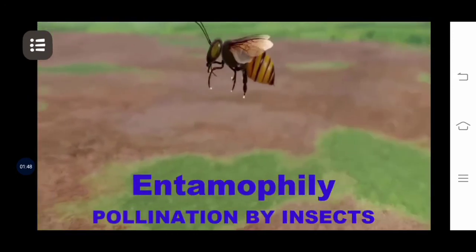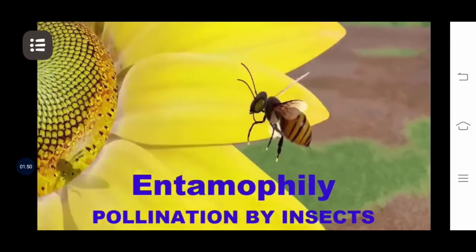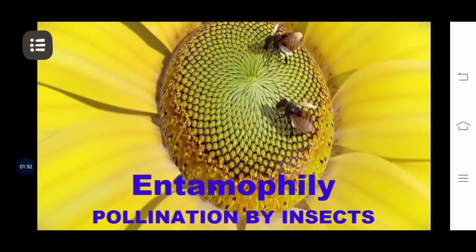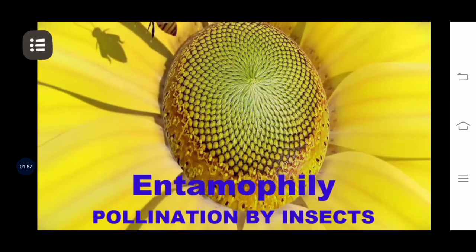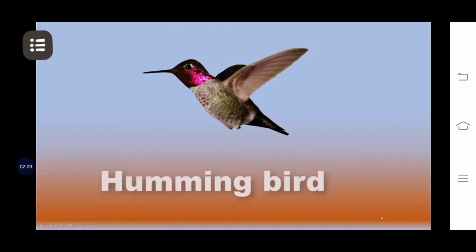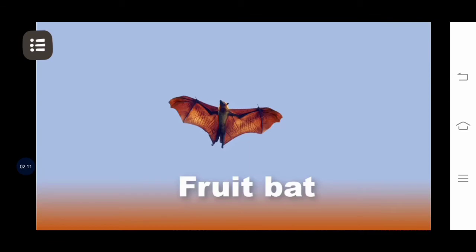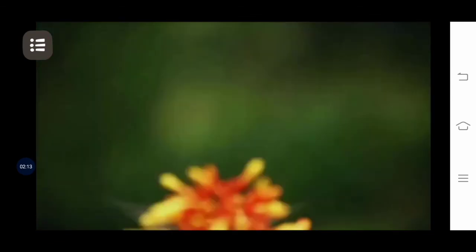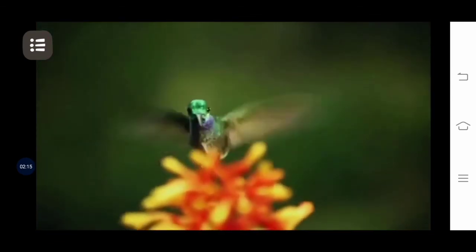Entomophily is pollination by insects. While collecting honey from one flower to another, the legs of the honeybee are dusted with pollen grains, which are transferred to another flower. The ovule undergoes fertilization and becomes seed. Hummingbirds, ants, and bats carry out the pollination of plants in a similar way.